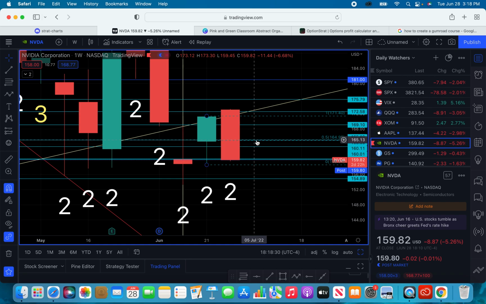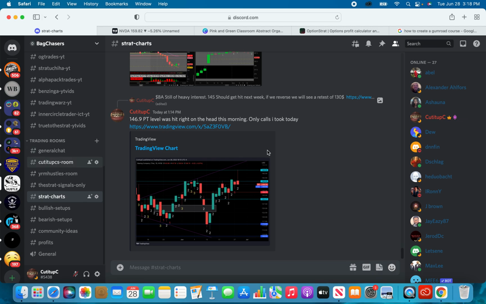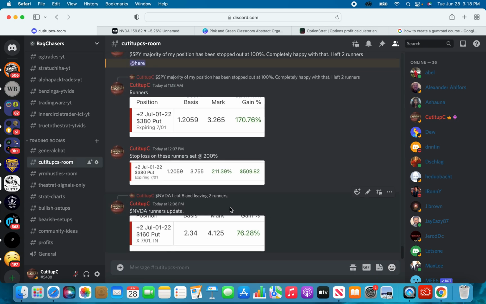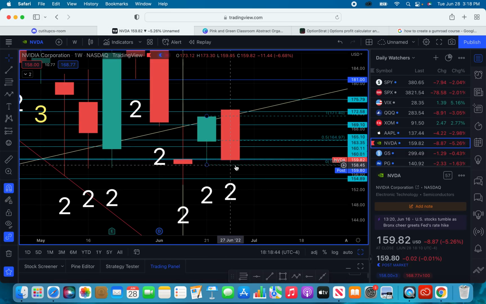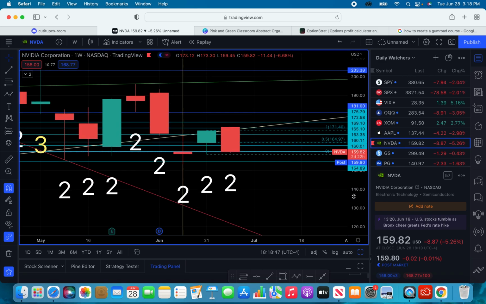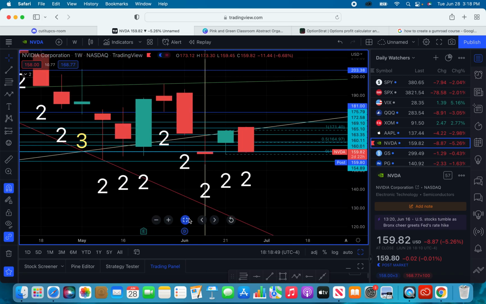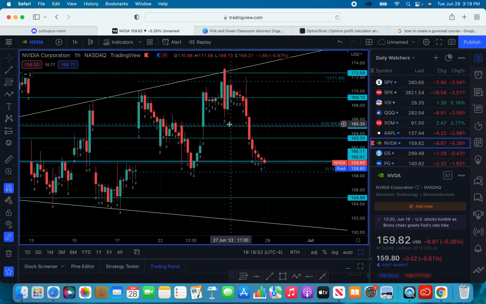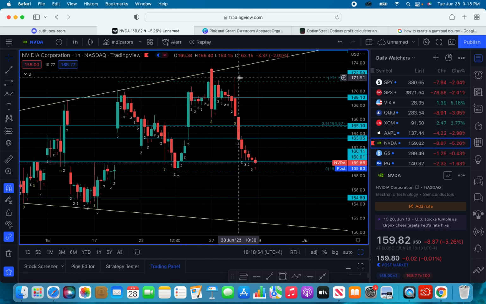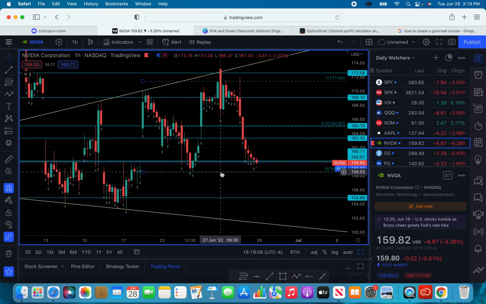We got in around here, and we took some profit. I took majority of my profit around like 50%, but I left two runners. They're at like 76. But we should hit our outside week target pretty easily. That one was a pretty simple trade, nothing too crazy. But these are like the levels that I had set, right? So boom, once we broke below that, our next level is 164. We broke straight below that. Next one's 163. We broke straight below that. Next one is 160. All right, now we're going outside week.